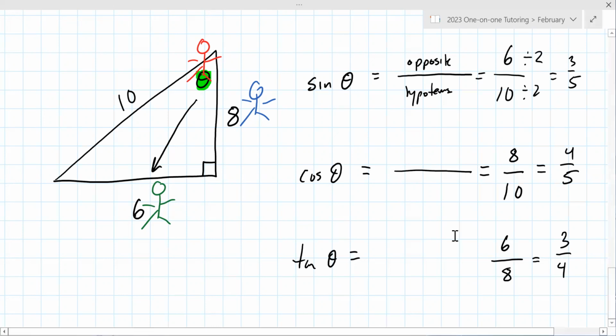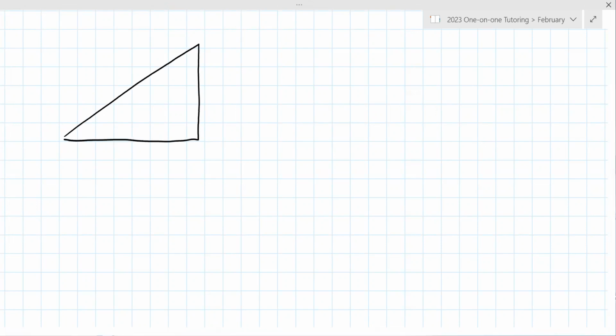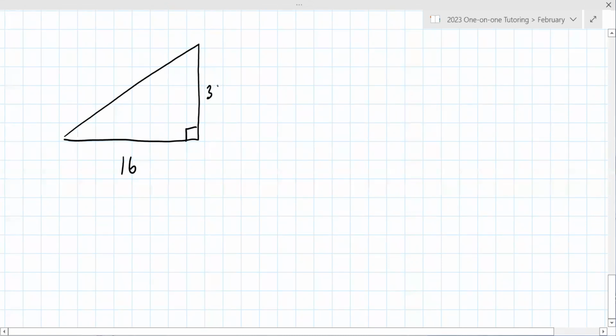It's easier. It is easy, yeah. Okay, let's do another one here. 16, 30, and this is theta. So I want you to first find the hypotenuse for me, please.